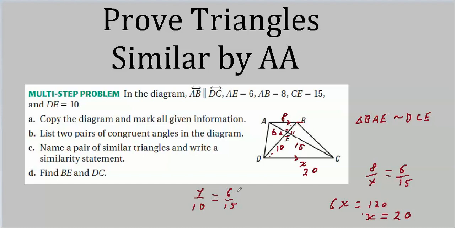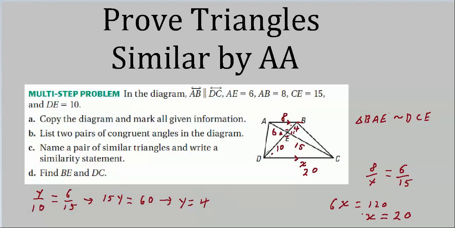I didn't do a very good job of leaving myself room here, did I? I moved it over a little bit to get y over 10 is 6 over 15. There's 6 over 15. There's the y over the 10. 15y equals 60, or y equals 4. That's BE in here is 4. And that's all there was to it.